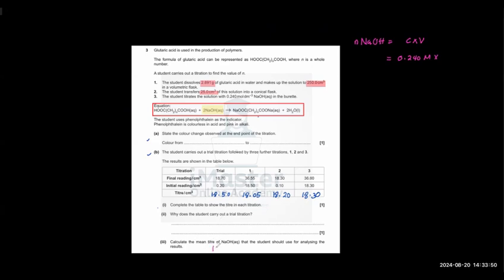How much was it? We took only these two results into account, 18.25. Exactly. Why do we take only these two? Because the other ones could be anomalies.